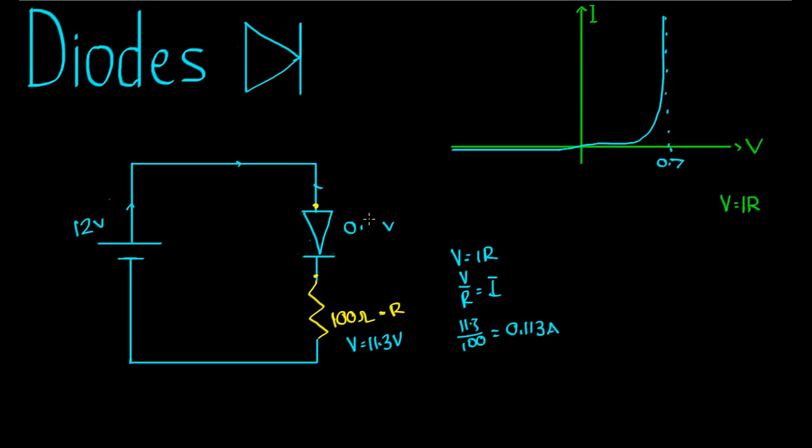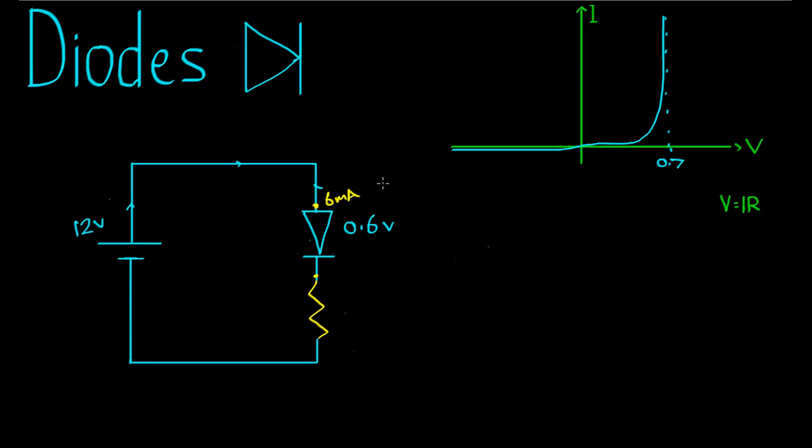Now we have only a 0.6 volt diode, and we actually don't know the resistance through that resistor. All we do know is that we're seeing a current, this time we're being given the current, of 6 milliamps through the circuit.